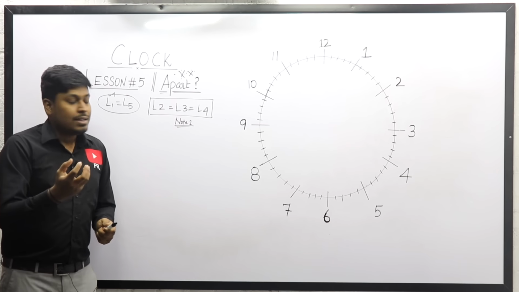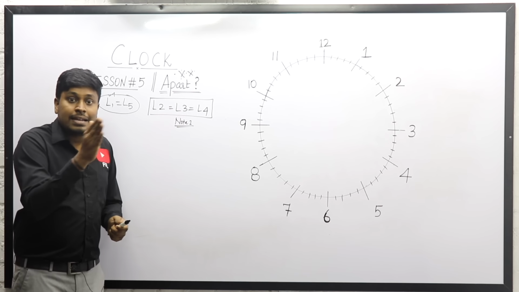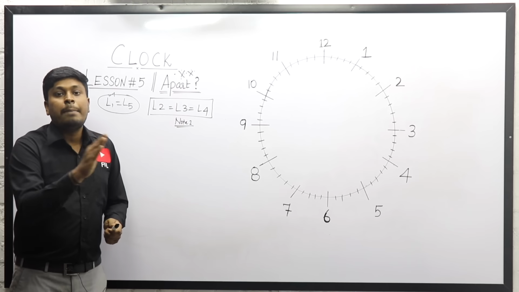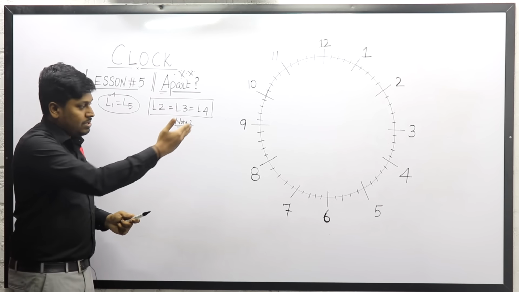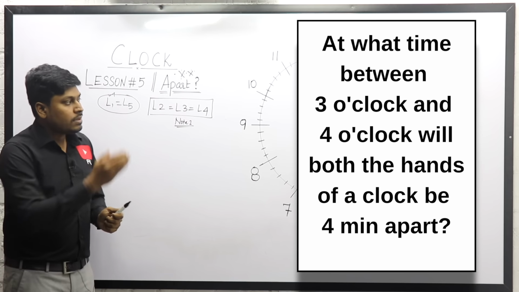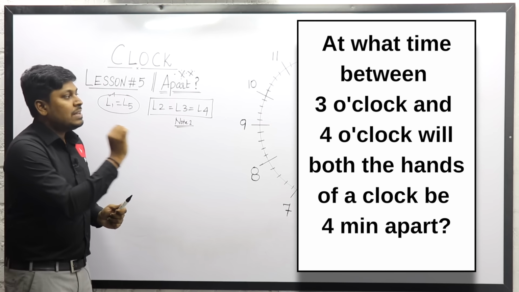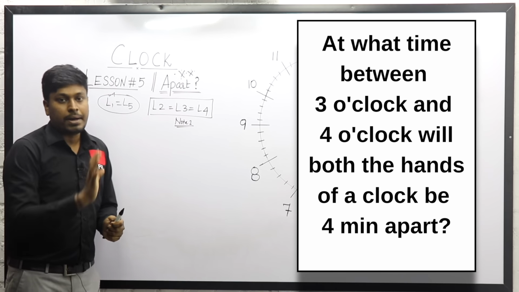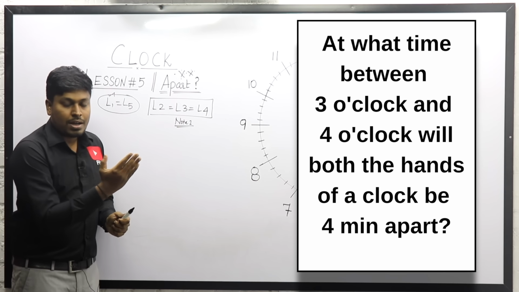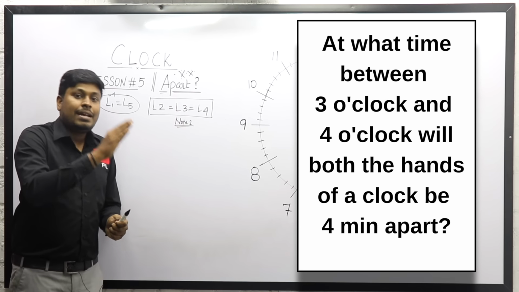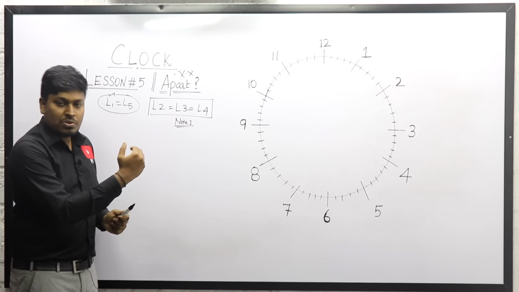Just listen here, lesson number 5 is somewhat different from the previous questions. Why am I saying that? Here they usually give a question like: between the hour hand and the minute hand, there should be a gap of 10 minutes. Understood the concept? Let me give you one sample question. Read this question, what they are saying: at what time between 3 o'clock and 4 o'clock will the hands of the clock be 4 minutes apart? Understood? What they are saying is, between 3 o'clock and 4 o'clock, at what time will the minute hand and hour hand be 4 minutes apart? So we need to solve those questions.